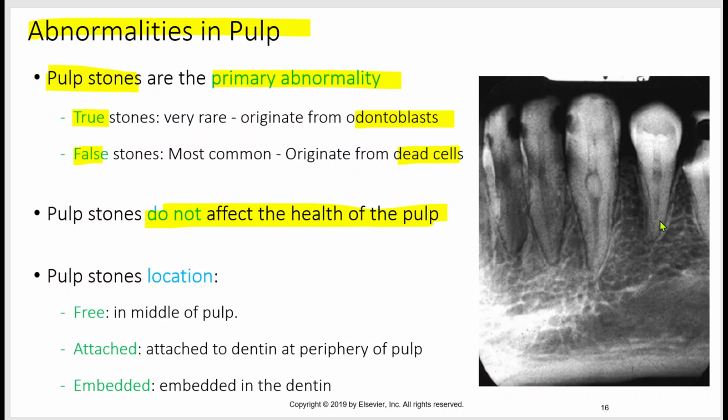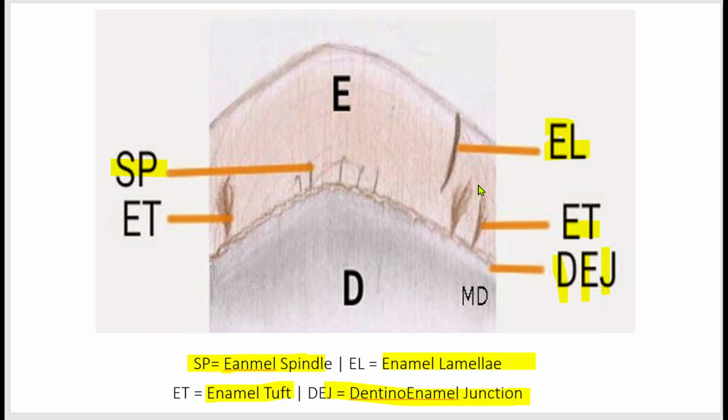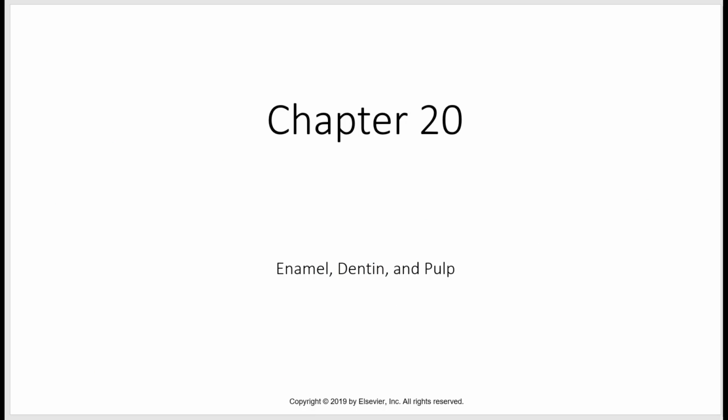Based on location, this is a pulp stone located inside the pulp, so we call it free. This is a free pulp stone because it's in the middle. Attached pulp stones are attached to the dentin, like this one just close to the dentin, and embedded stones are embedded inside the dentin. These are the different types of pulp stones.